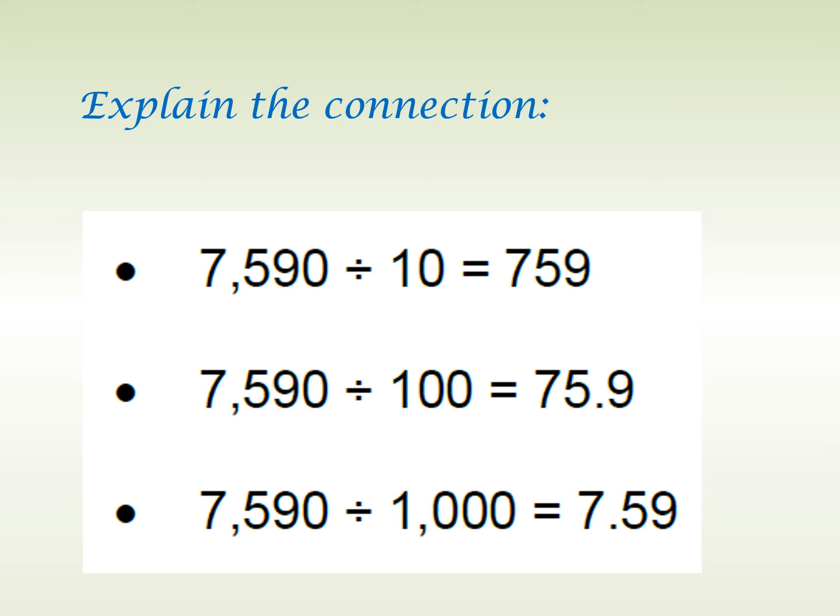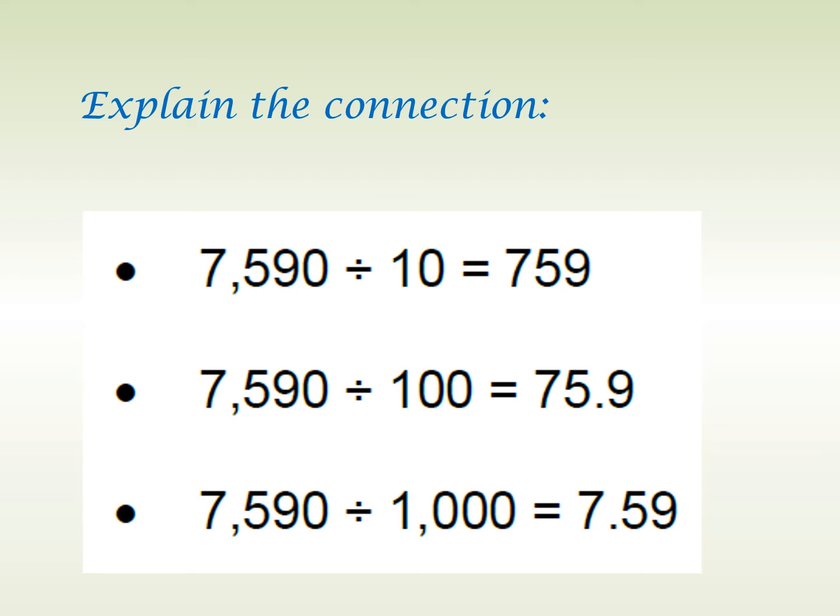Okay, so now you've seen that other video, I'm hoping you'll be able to explain the connection between these 3 calculations. If you think back to the connections when we were multiplying, it's exactly the same but in reverse. So 7,590 divided by 10 is 759, divided by 100 is 75.9, and divided by 1,000 is 7.59. Hopefully you can see that each time the digits have been moved another place to the right. Remember, going to the right this time because we're getting smaller.